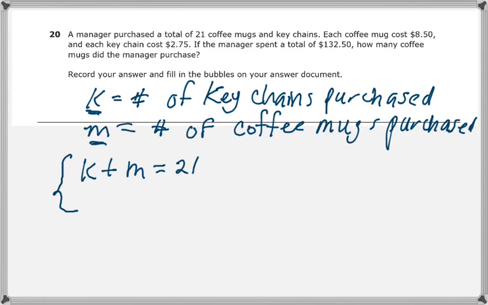Okay, so looking at the keychains, we're going to have each keychain is $2.75 per keychain plus $8.50 for each coffee mug, and we know the manager spent $132.50.